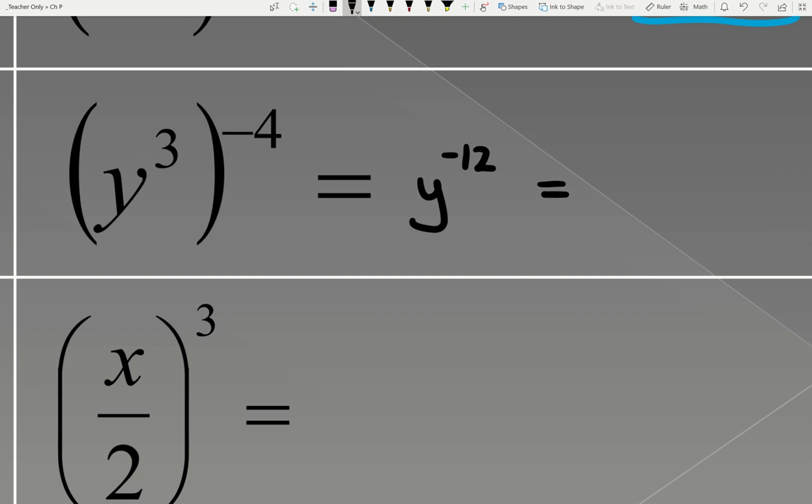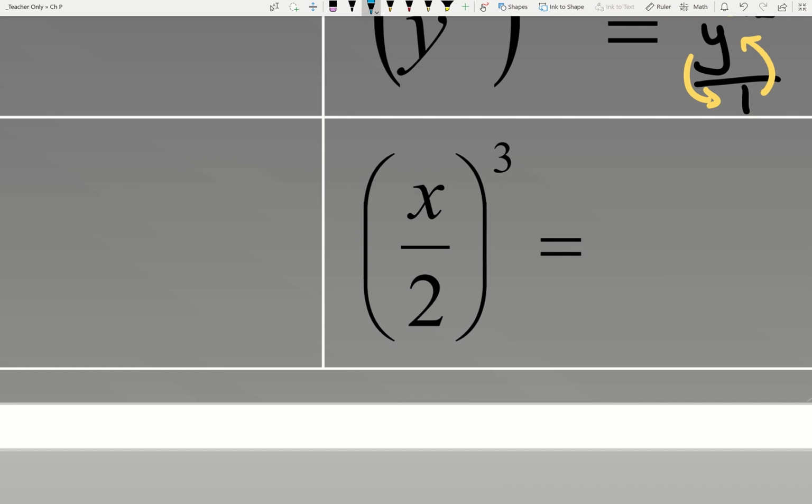Just in general in this class, we always want to write our answers so that we don't have any negative exponents in the mix. So we're going to apply our negative exponent rule, remembering that this is over 1, and that negative exponent makes the top and the bottom swap places. So this is going to be 1 over y to the 12th. Okay? So there we go.